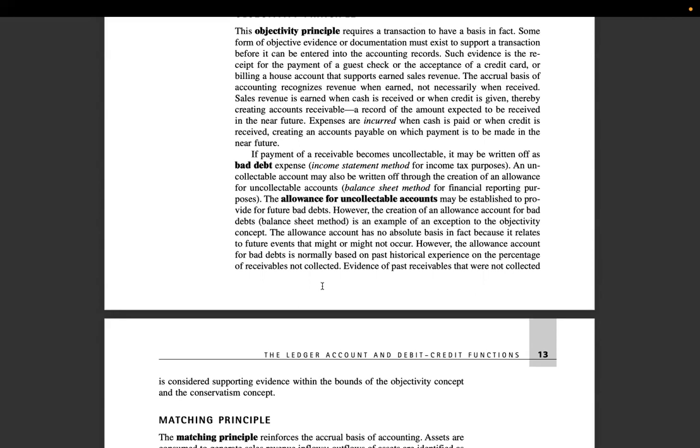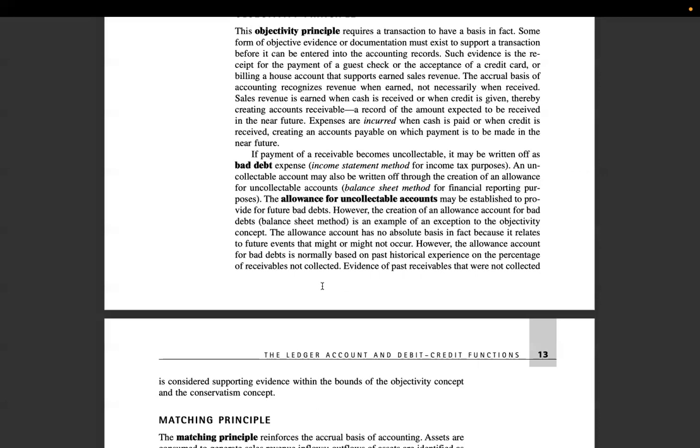An uncollectible account may also be written off through the creation of an allowance for uncollectible accounts, balance sheet method, for financial reporting purposes. The allowance for uncollectible accounts may be established to provide for future bad debts. We do that with our business people, with commission earners. We normally have an average percentage uncollectible, so actually we would predict that. Consider averaging out, say, there might be 10% that is not actualized income for us. We want to register that as projected bad debts, so we don't pay taxes on it. Making sense to you?